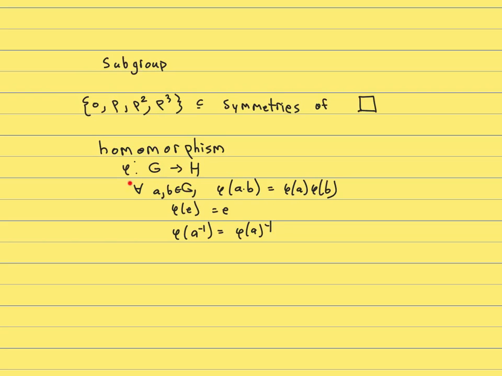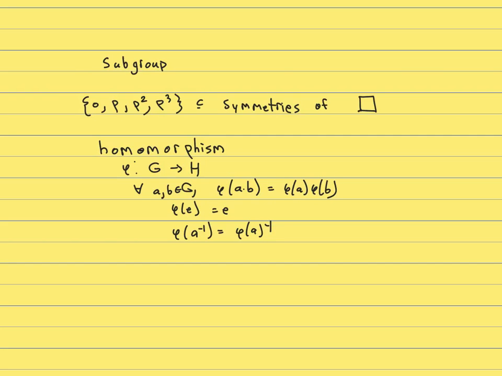It's saying that there's a function from G to H, where G and H here are groups, with the feature that for any two elements in your first group, when you multiply them together and then apply this map, you get the same thing as if you apply the map to each of the elements and then multiply them together. And you require the identity of G to get mapped to the identity of H, and the inverse of an element A in G to get mapped to the inverse of phi of A. So you've got some sort of function that's preserving all your multiplication structure.